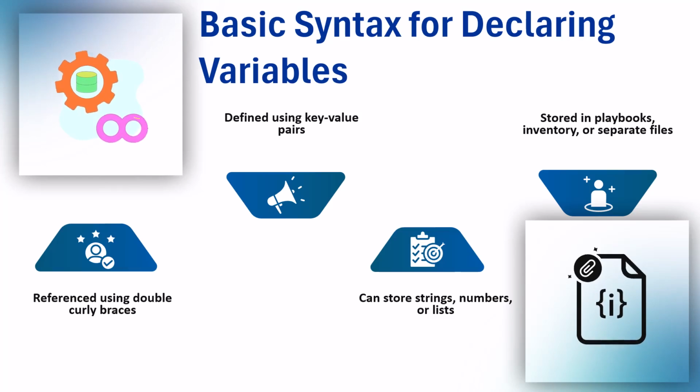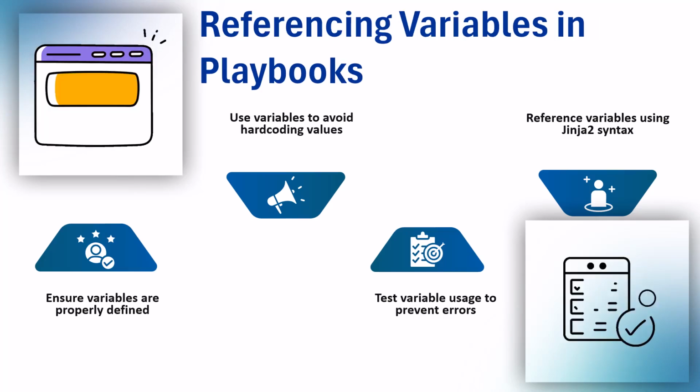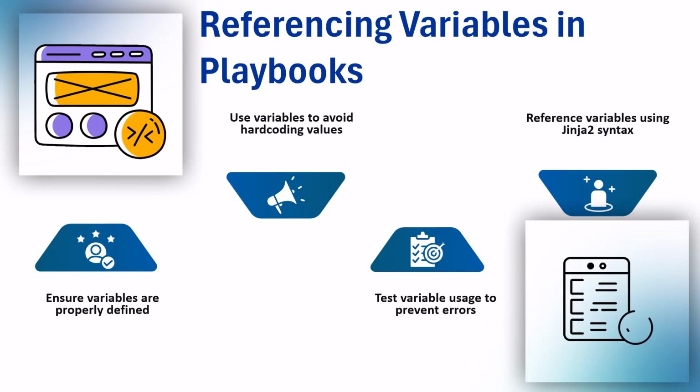Declaring variables is as easy as writing a shopping list. Just use key-value pairs like username, admin. They live in playbooks, inventory files, or even separate files for better organization. And when you use them, wrap them in double curly braces like this. Simple, right?